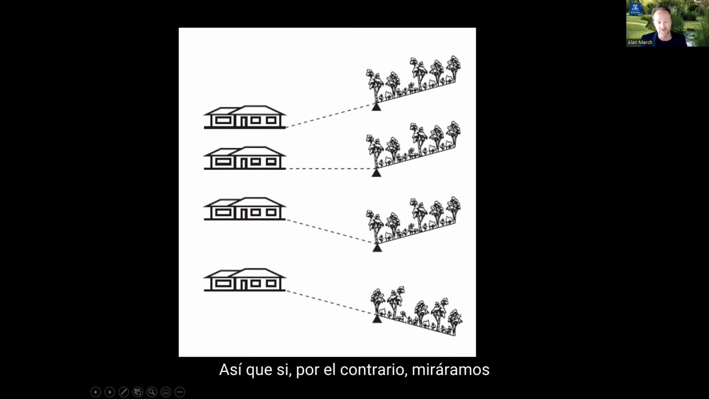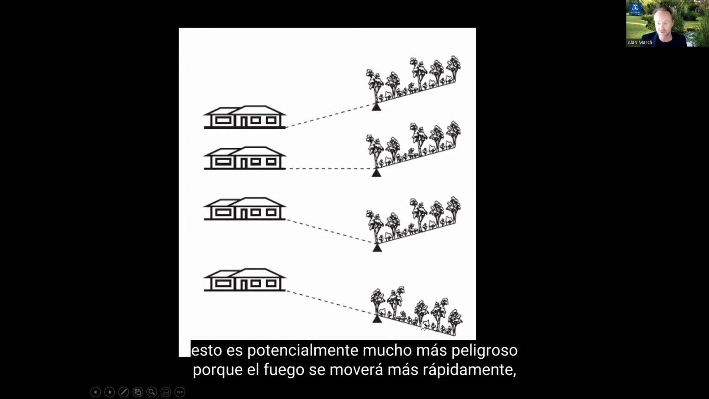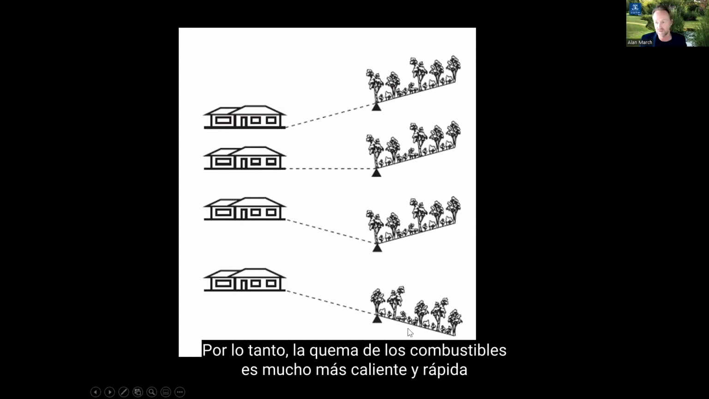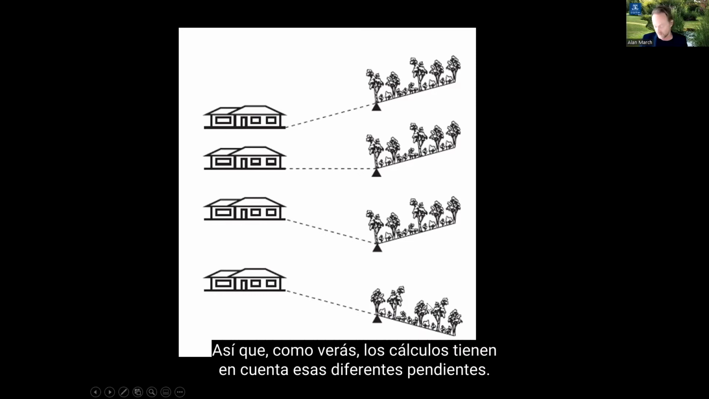So if we were, by contrast, to look at this one, we would be calling that a downslope. And obviously with fire behaviour, this is potentially much more dangerous because the fire will move more quickly, therefore burning the fuels much more hotly and quickly, and so much more energy being expended on the face of this structure. So as you will see, the calculations take into account those different slopes.